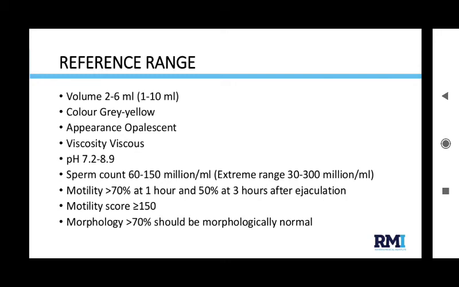That means anything over 300 will be abnormally high, right? So motility greater than 70% at 1 hour and 50% at 3 hours after ejaculation will be taken as normal motility. Motility score should be greater than or equal to 150. Morphology should be greater than 70%. That means greater than 70% of the sperms should be morphologically normal.